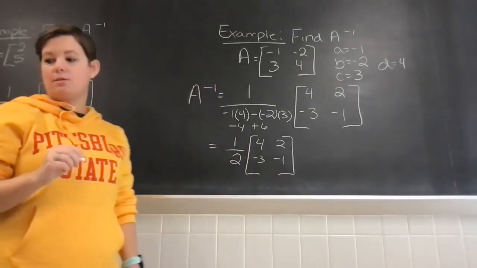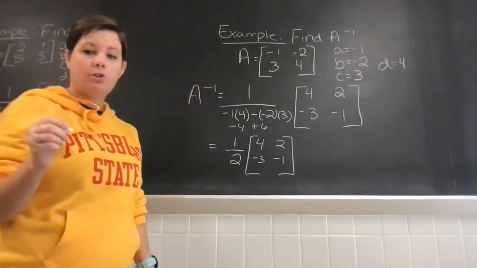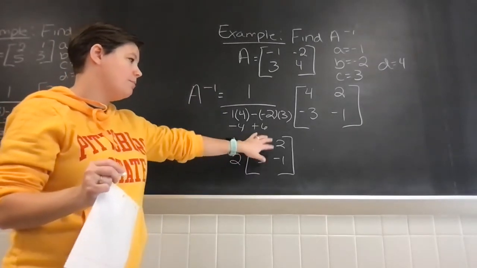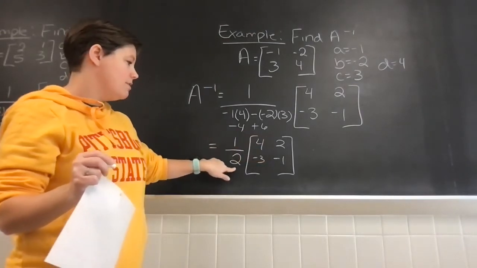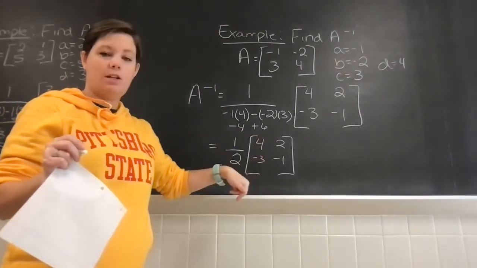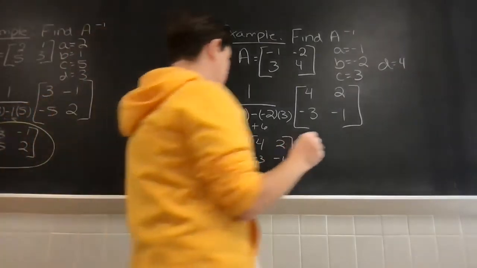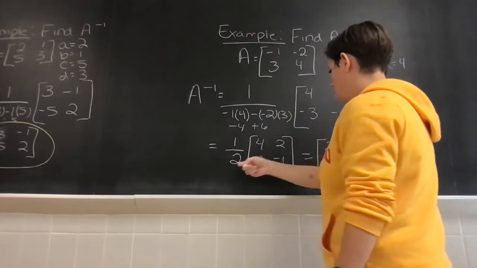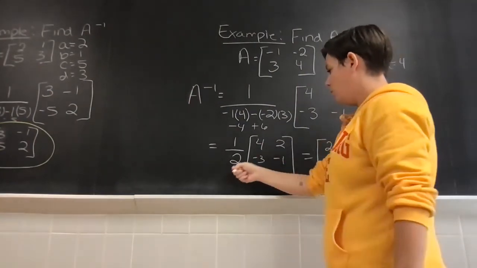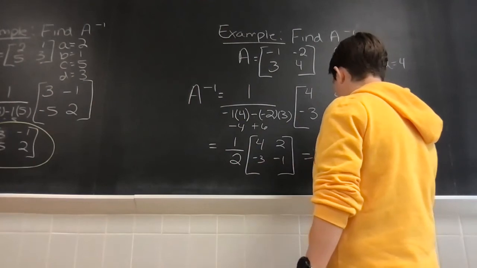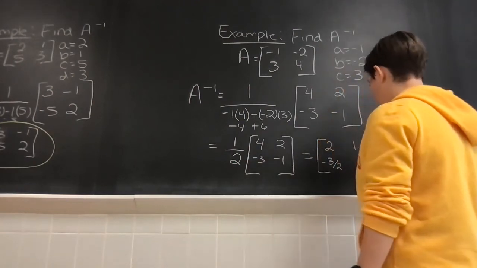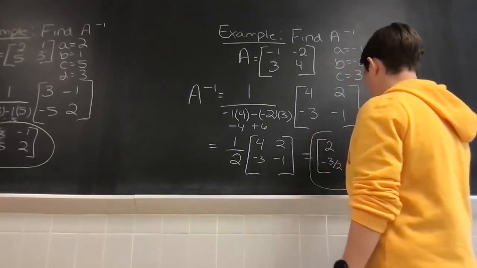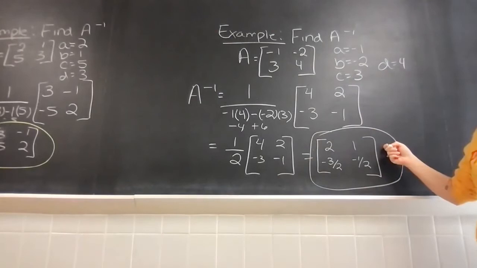Now from 6.3, we learned about scalar multiplication. That's where we have a number out front and we have a matrix. And what we do is we take that scalar and multiply each element within it. It's like distributing. So what we do is we say 1/2 times 4 is 2. 1/2 times 2 is 1. 1/2 times -3 is -3/2. And 1/2 times a -1 is a -1/2. And then this is our multiplicative inverse of A.